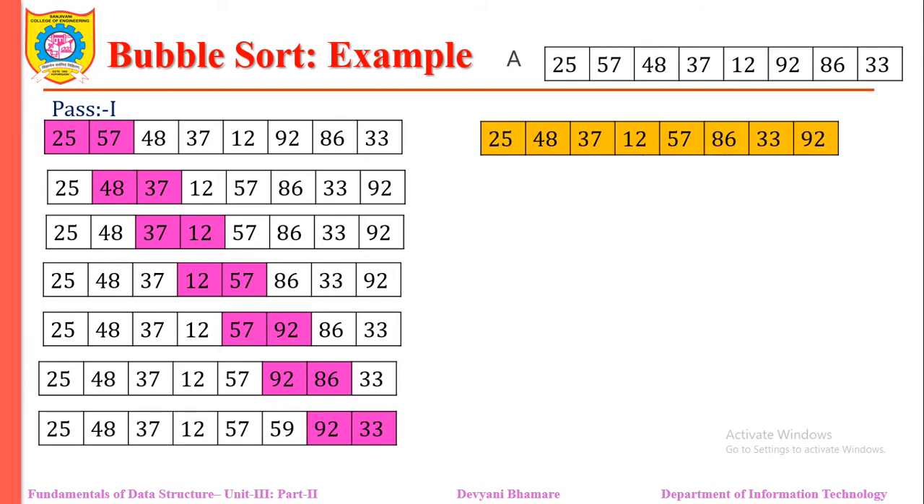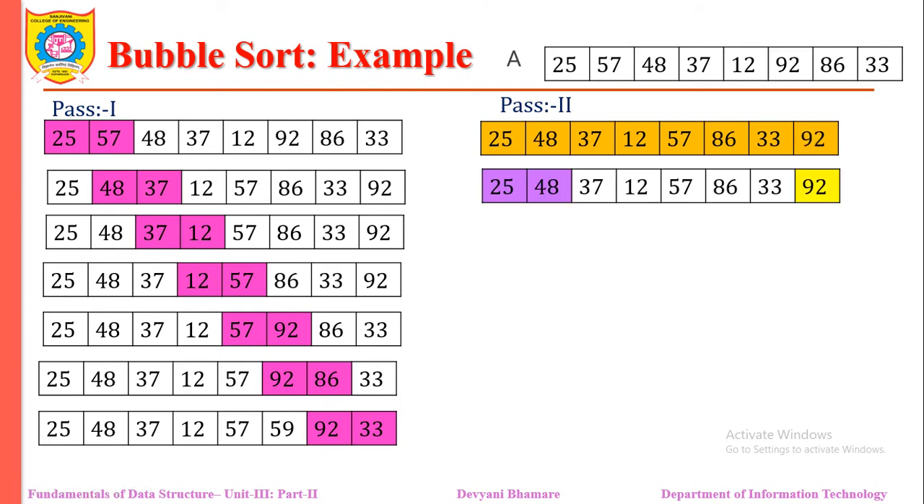Let me start with the second pass. In the second pass, the output of pass 1 is going to be compared. Now, here we are comparing 25, 48, then these two, then these two, and so on. So, we are not comparing with this 92 because it is placed at its proper place. So, let me start with pass 2. As 92 is in its proper place, we are not considering it.